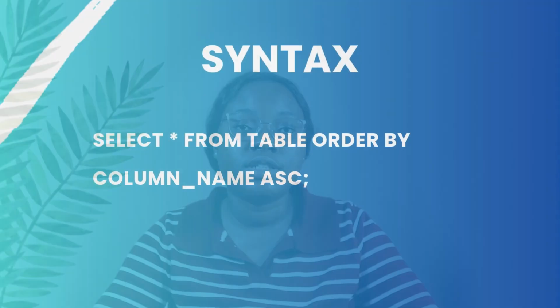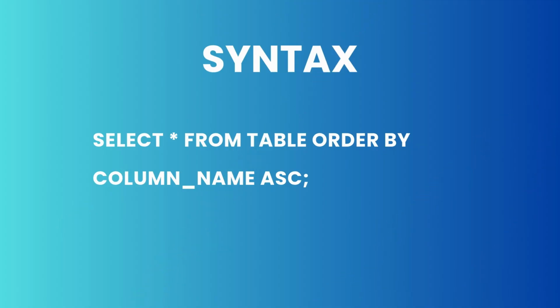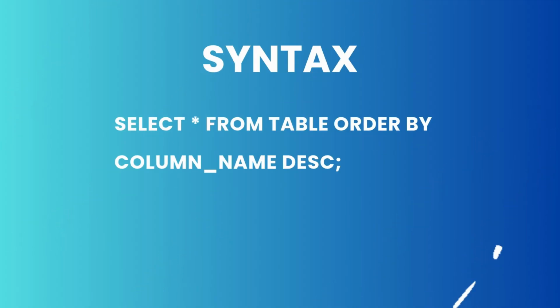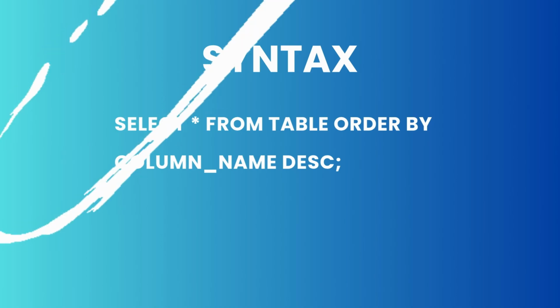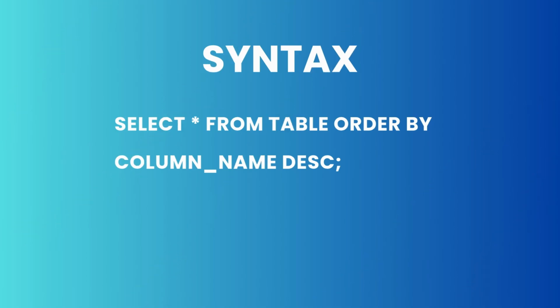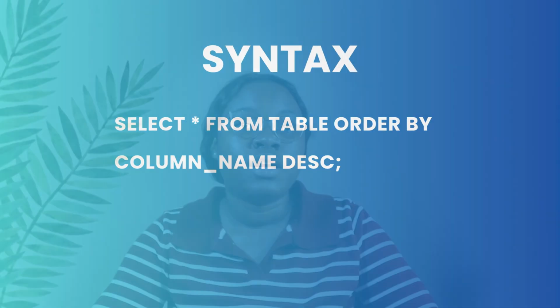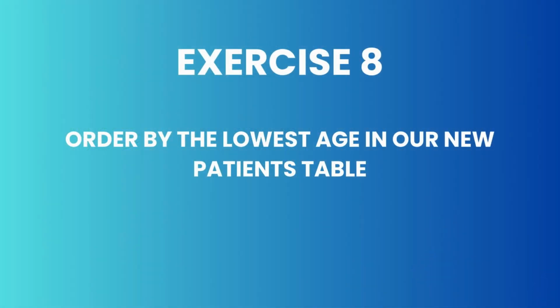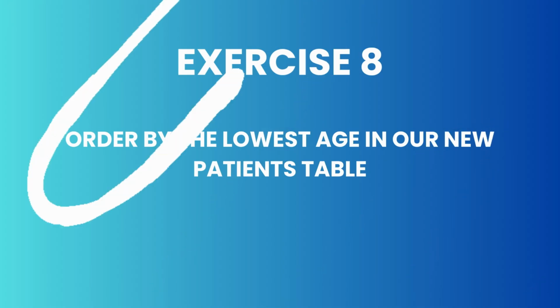The syntax for this is select star from the table and order by the column name, either you add ascending for ascending order, or you put descending for descending order. It is advisable to specify the direction so a second party or another user can easily interpret and understand your code. So for example, let's say we want to order by the lowest age in our new patient data.